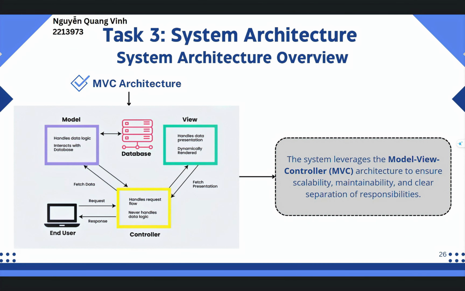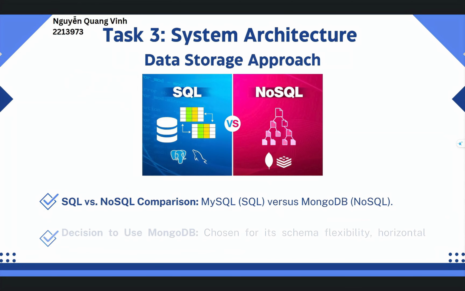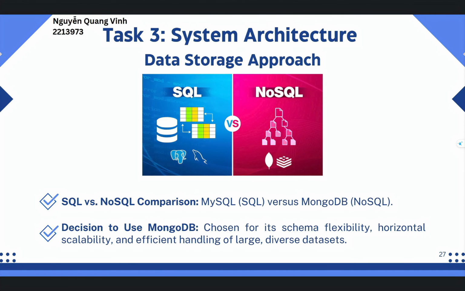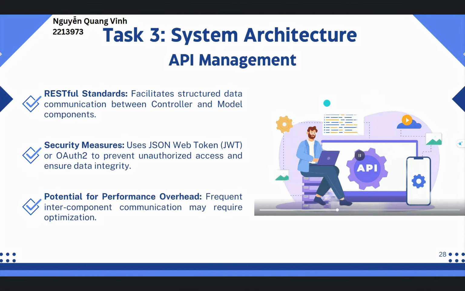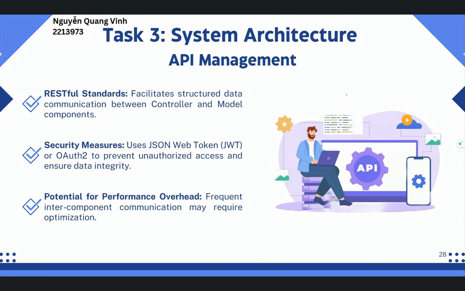As you can see, it contains 5 main components: model, view, controller, database, and end user. And our group made a comparison between SQL and NoSQL, and finally we decided to choose MongoDB for implementation. And coming to the API management part, we have to ensure RESTful standards and security measures. However, we must also manage the potential for performance overhead.